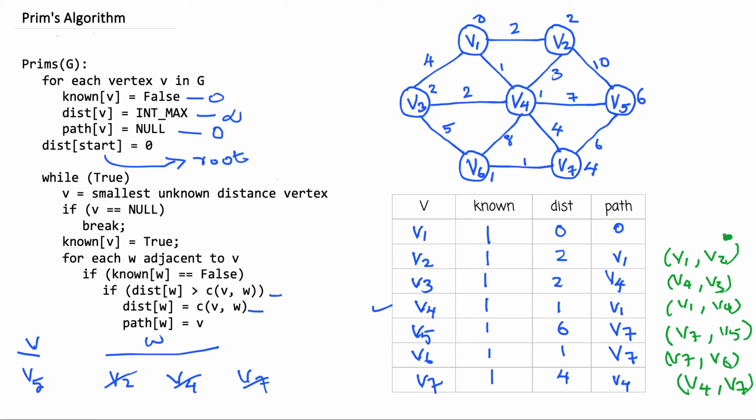First we will draw V1 V2. This is V1 V2. Next one is V4 V3. So this is V4 V3. Then V1 V4. So this is V1 V4. Then V7 V5. This is V7 V5. Then V7 V6. And the final one is V4 V7. So this is V4 V7.